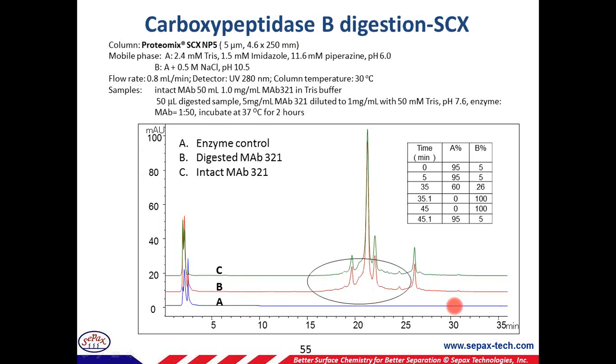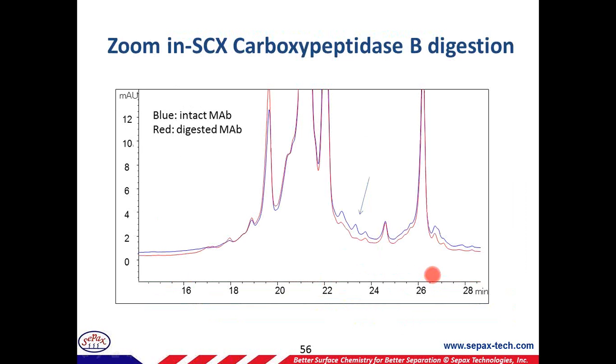And then the carboxypeptidase B digestion. This is for this specific mAb, 321. We didn't know a whole lot about this mAb. When you overlay the digested and the intact mAb, you really cannot tell much of the difference here. But once you move down to the zoomed area, there are some differences you can see here.